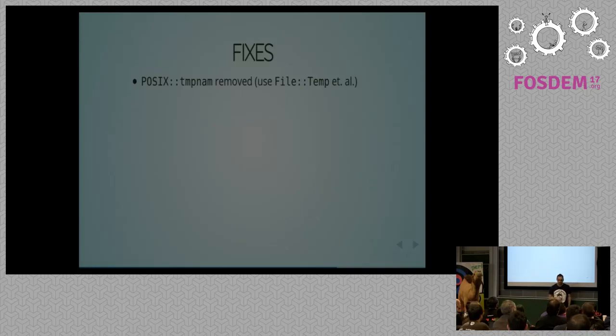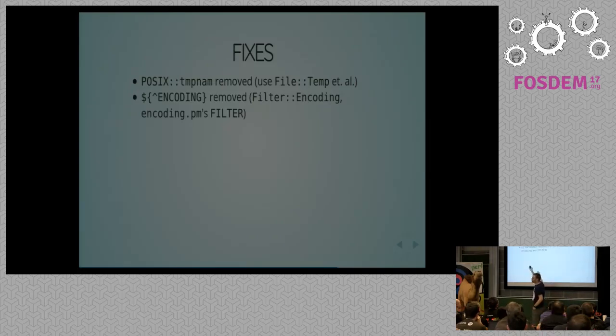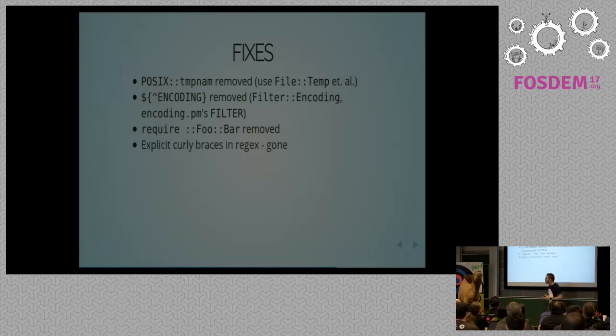We have a bunch of fixes. Here are some. POSIX tmpnam, gone. If you want, use File::Temp, which you should have. If you're using this variable for encoding, don't. It's bad. If you want to anyway, don't. But if you really, really want to, you can use either Filter::Encoding or Encode.pm has a filter. So use those or just don't. When you did a require with two leading colons, that worked for some reason, for some value of worked, gone.